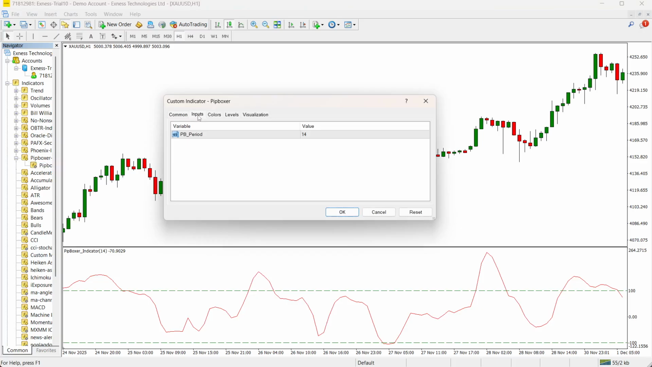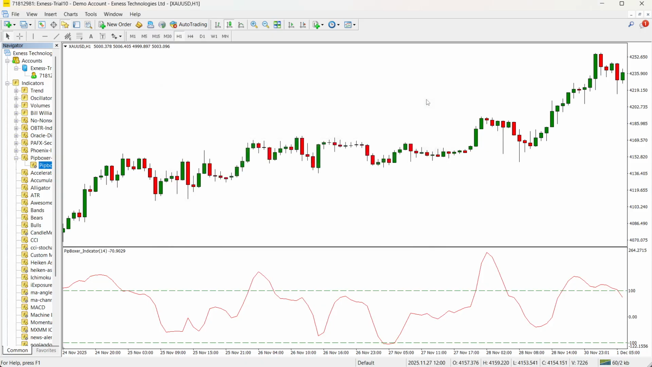Alright, our core input here is the PB period, which is the sole adjustable setting for the PipBoxer indicator, and it controls how many bars are used in the internal calculation of the oscillator. A shorter PB period makes the line more reactive to recent price changes, causing it to move more quickly and potentially swing outside the plus 100 or minus 100 band more often, while a longer PB period smooths the line and reduces the frequency of extreme readings.